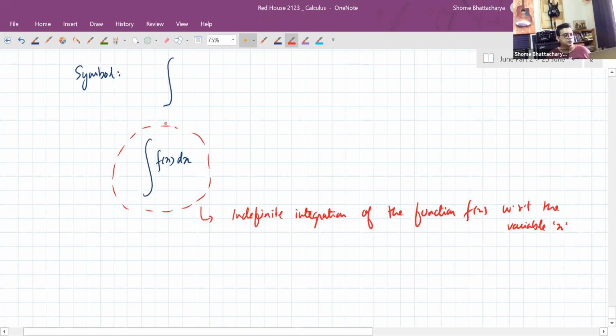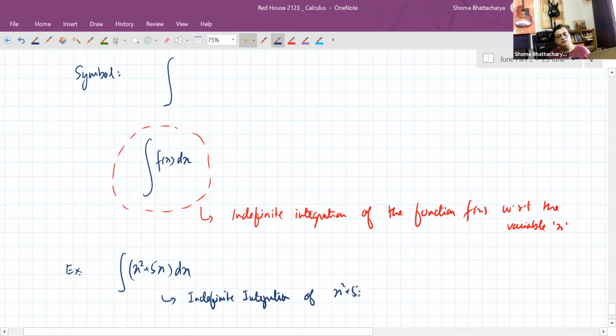So this symbol shows us what operation we are doing. We are doing integration. Then the next thing written next to it is the function itself that we are integrating. And the dx shows us that we are integrating the function with respect to the variable x. So for example, this is indefinite integration of x square plus 5x, which is a function, with respect to the variable x.